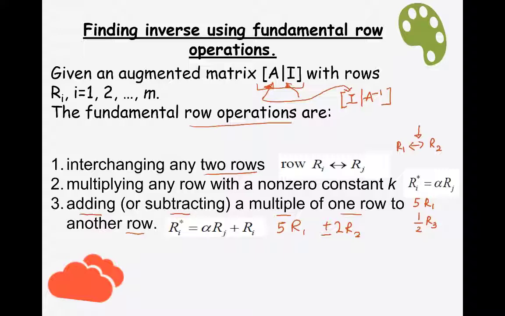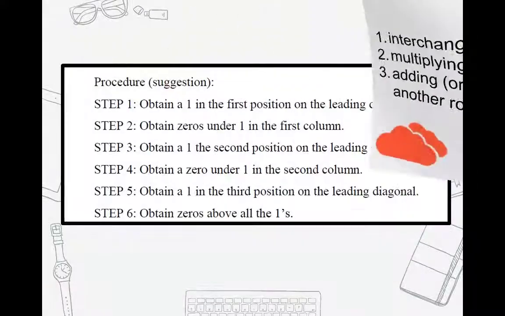Students, this is very important. We are only allowed to add or subtract a row with a row. We are not allowed to add or subtract a row with a constant. This is not allowed. I hope you can understand this. Now let's look at the next slide.